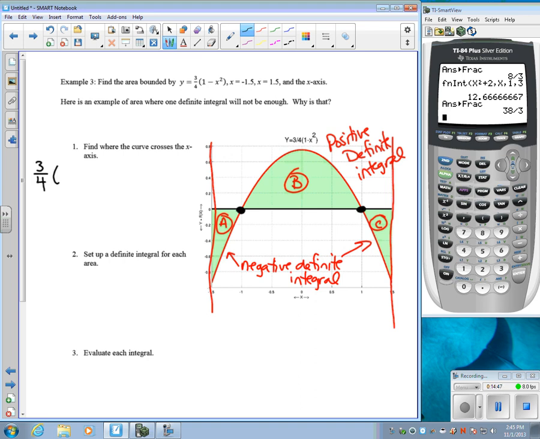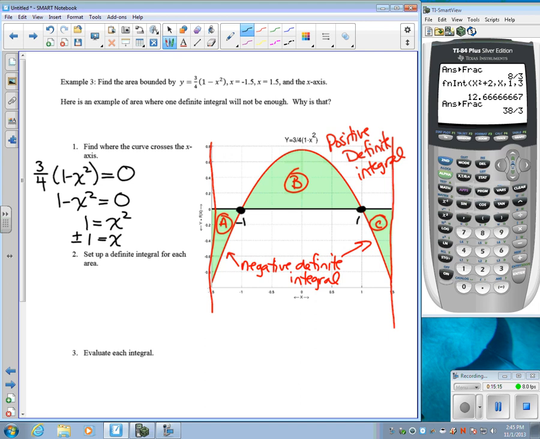Well, where does my parabola cross the x-axis? Well, it's where the y value is equal to 0. So working that out, I multiply both sides by 3/4, I add x squared to one side, and I take the square root. So I get that this happens at x is equal to -1, and this happens at x is equal to +1. So now I'm going to set up a definite integral for each of my areas, for each region.